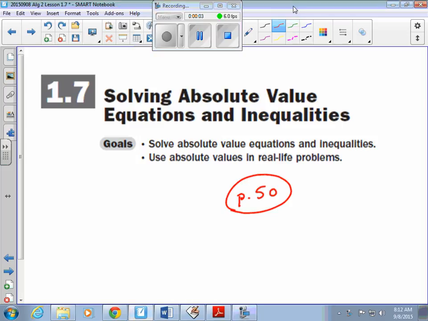This is Algebra 2, lesson 1.7, solving absolute value equations and inequalities. Two goals we have. One of them is to solve absolute value equations and inequalities. Second one is to use them in real life problems, which we'll look at the end. We get on page 50 in your textbook.